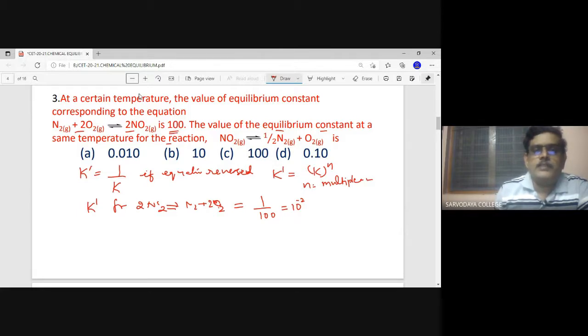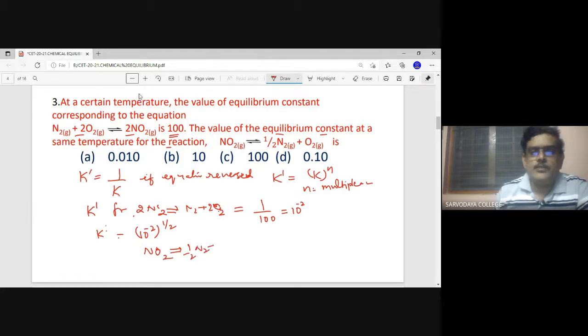The reciprocal of 100 we have to take, and now it is again multiplied by half. So K dash now will be equal to 10 to the power of minus 2, to the power of half, because it is multiplied by half, so that you get the equation: 1 mole of NO2 giving half N2 and O2. Therefore, 10 to the power of minus 2 to the power of half means it is 10 to the power of minus 1. 10 to the power of minus 1 means 0.1. So the answer will be D. So D is the answer for this.